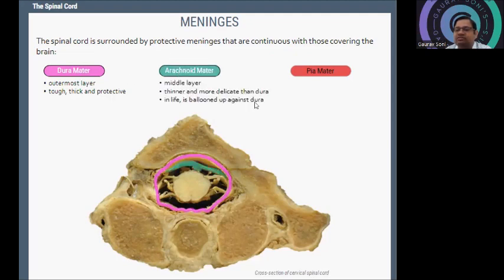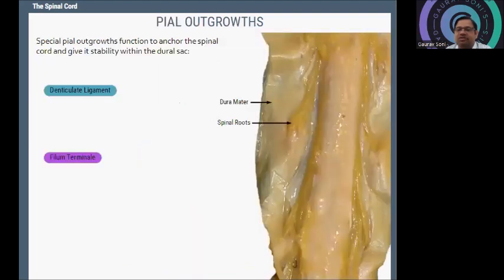Then arachnoid, it is middle layer, thinner, more delicate than dura mater. It is ballooned up against the dura. Pia mater, it is the innermost, delicate layer that attaches tightly to the surface of spinal cord. So when you come from in to out, then it will be PAD, that is pia mater, arachnoid, and dura mater.